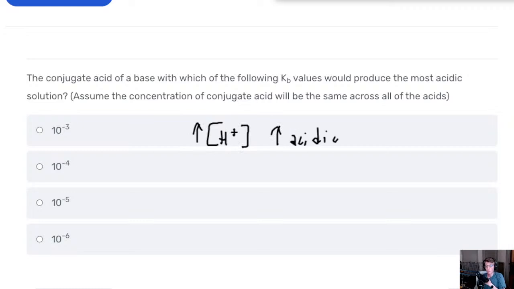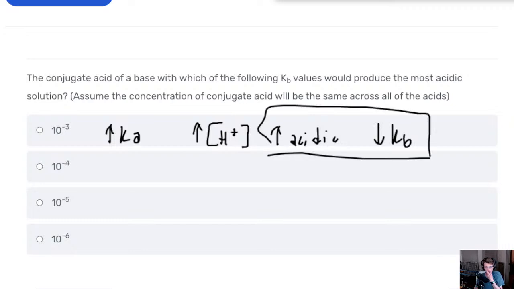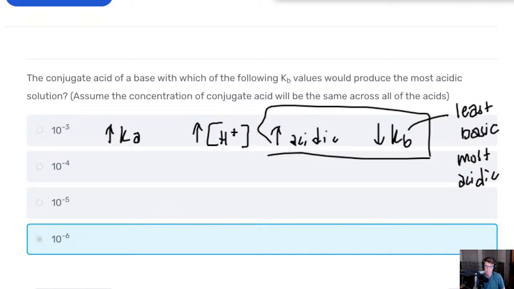We can then replace this H plus with a high Ka value. And if we know that the Ka and Kb are inverses of one another, then we have our relationship that we care about right here, which is that the most acidic solution will be the lowest Kb value. Now this makes sense to me because remember, this is looking at bases, and this is basically saying it is the least basic, which means that it also must be the most acidic, just because they're opposites of one another. So then here we're going to look for the smallest Kb value, which in this case would be the most negative exponent, and that in this instance would be answer choice D.